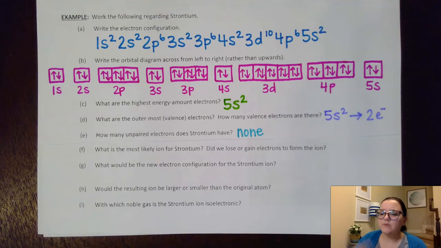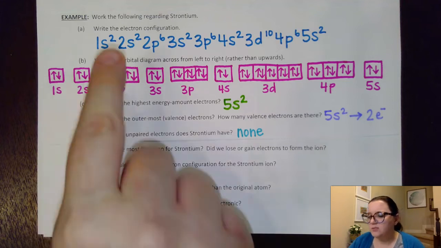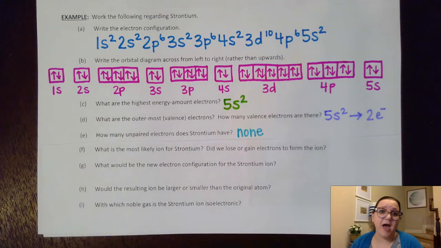Now, some of you are starting to pick up that this is the same pattern every time. 1s2, 2s2, 2p6, 3s2, 3p6, 4s2, 3d10. That pattern stays the same for every single element. The only difference is where we end in that pattern. However many electrons we have, that's where we're going to cut off that pattern. So keep in mind that you're always going to see that same pattern over and over again.